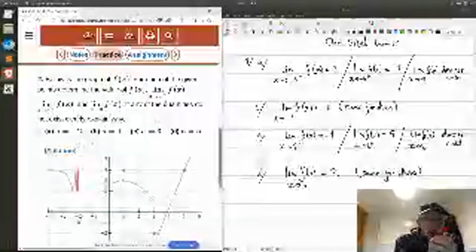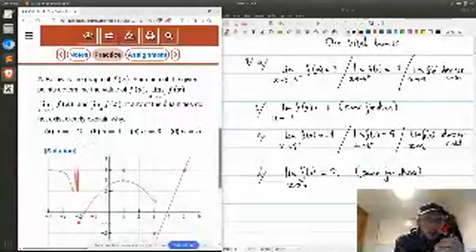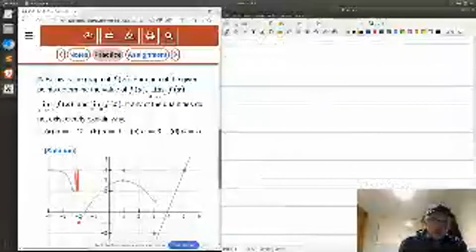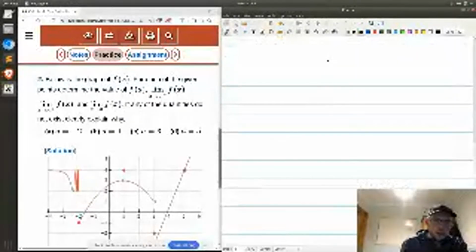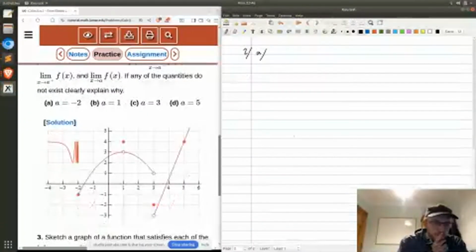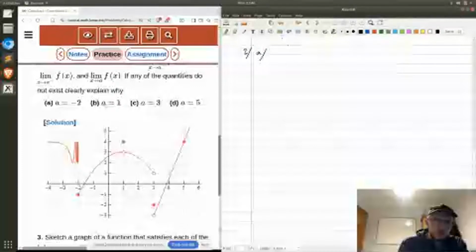Below is the graph of f of x. For each of the given points, determine the value of f of a. Oh, exactly the same. Not a problem. Okay. What is this? It's nothing.